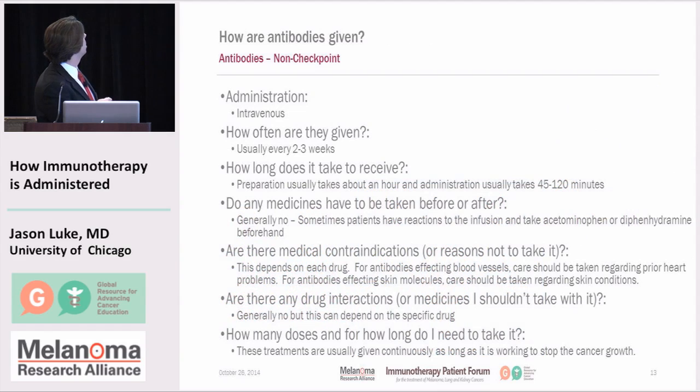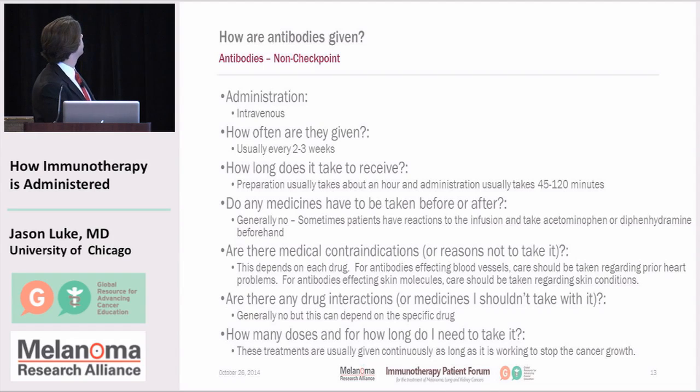So how are these drugs given? These are intravenous drugs. Again, these are proteins, so just like a hamburger protein. If you put them in your stomach, it probably wouldn't work too well. Well, I don't know if anybody's ever actually tried that, but I don't think it would work. How often are they given? Usually every 2 or 3 weeks.